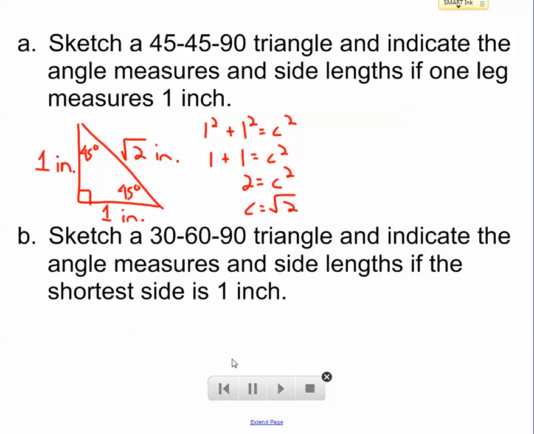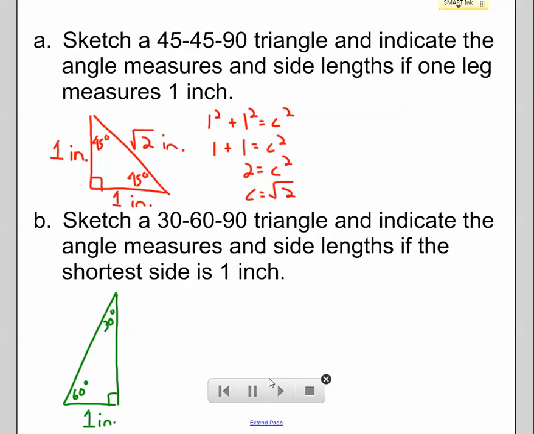Now, the other special right triangle that we want to deal with today is called a 30, 60, 90 triangle. So we're going to sketch it. Okay. And it says to indicate the angle measures and side lengths if the shortest side is 1 inch. So if we've got a 30, 60, 90 right triangle, the shortest side would be across from the smallest angle. So it'd be the 1 inch, okay?